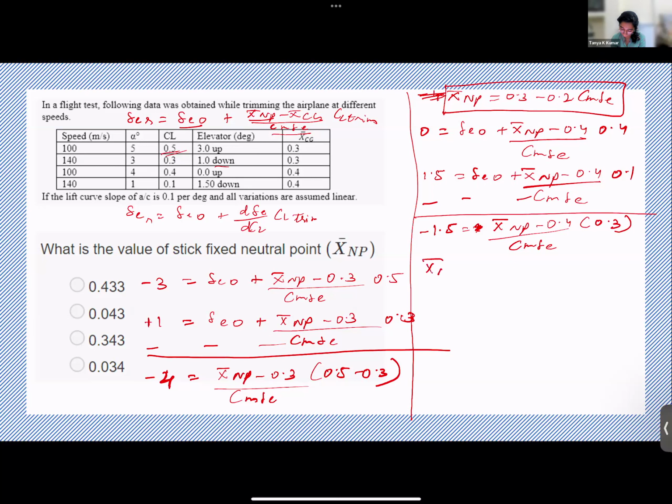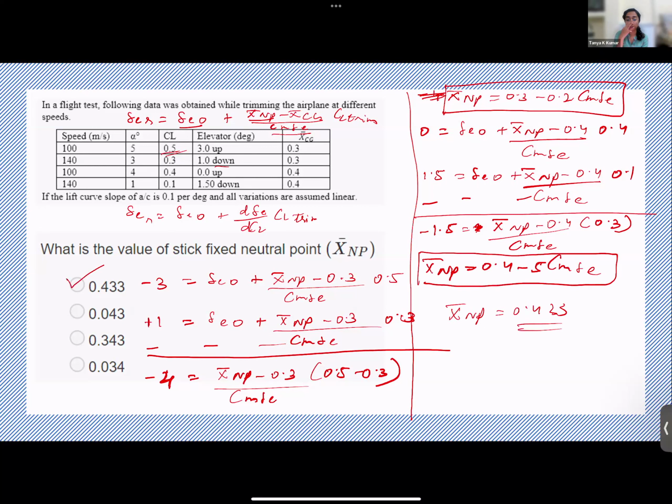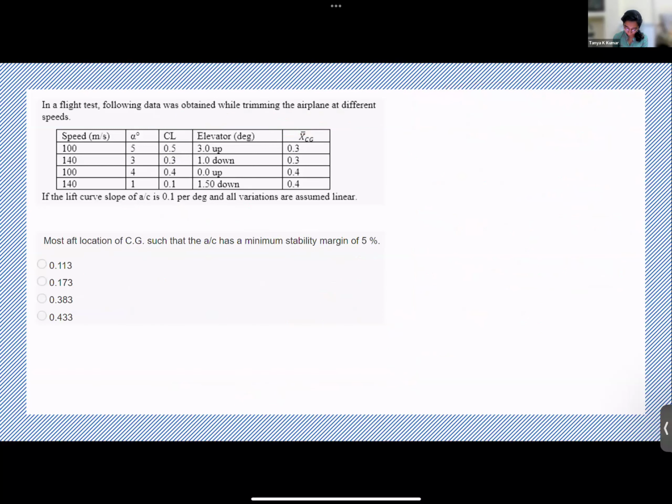And you get your x bar np equation as 0.4 minus 5 cm delta E. Okay, so now you solve these 2 equations to get your x bar np. If you solve it, you get x bar np as 0.433. So this is how you calculate values from experimental data. You can also just plot it and try finding it out. But since the points are given to you directly, you can just use these equations and find out. Okay, next question.